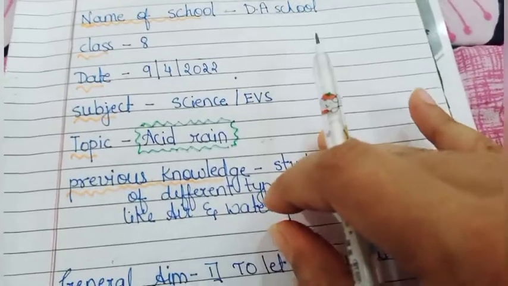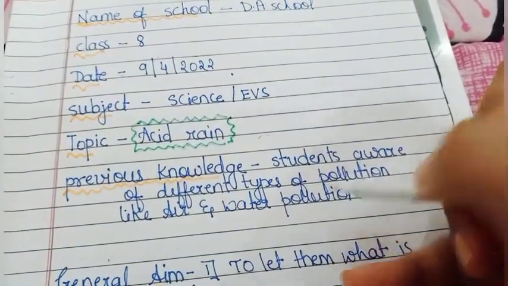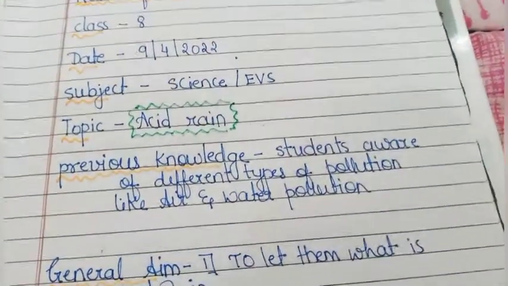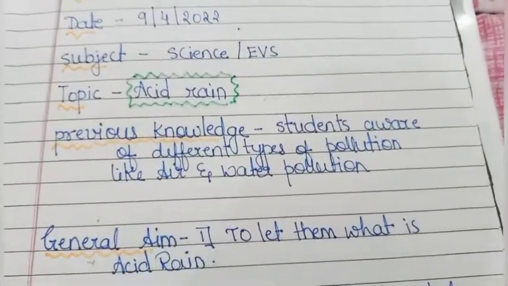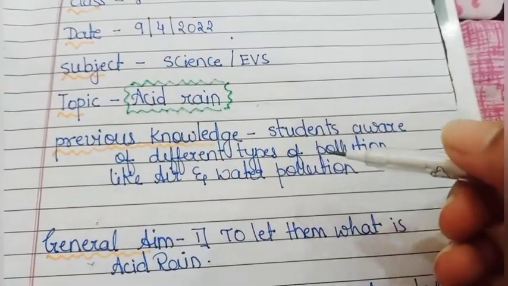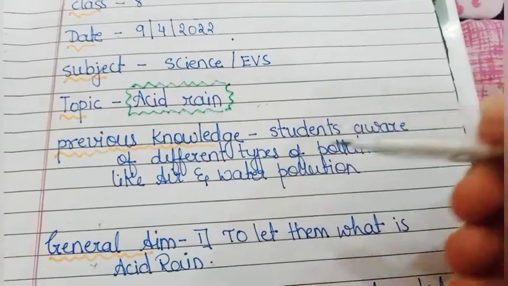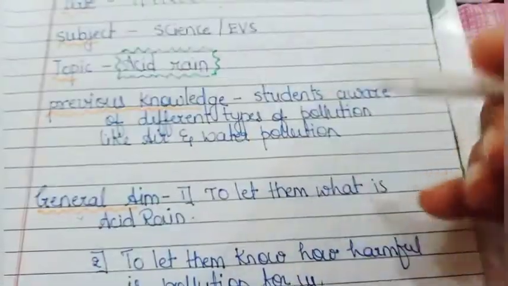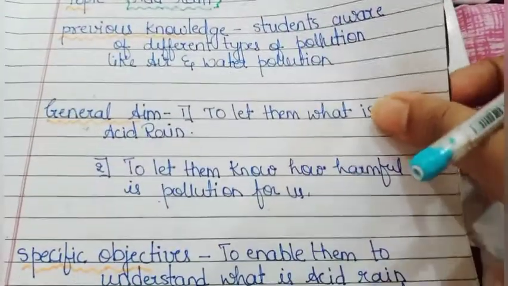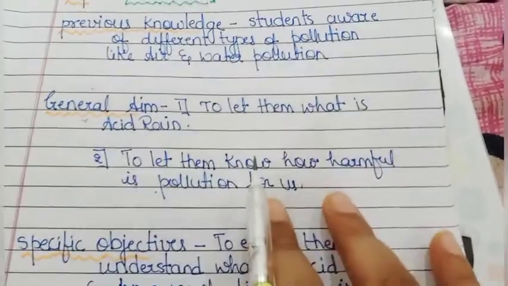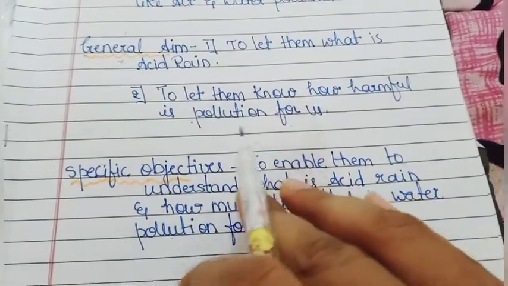Okay, so now previous knowledge. For previous knowledge, we always have to mention here what students are already aware of. So they are aware of pollution like air pollution, water pollution. Okay. After this, here you can see general aim: to let them know what is acid rain, to let them know how harmful pollution is for us.